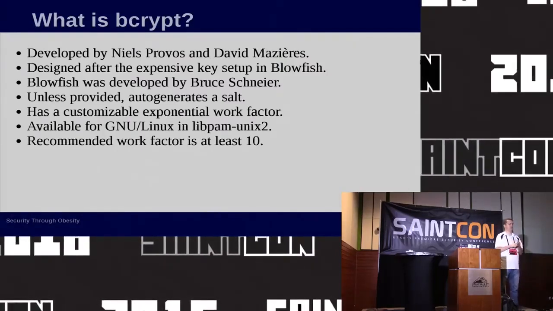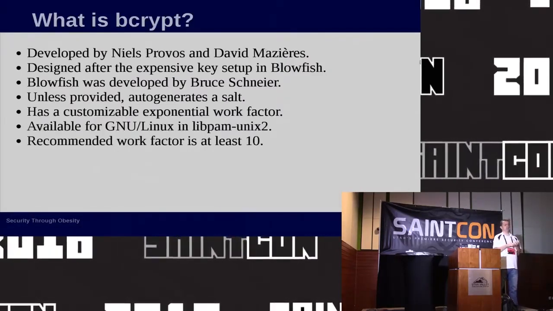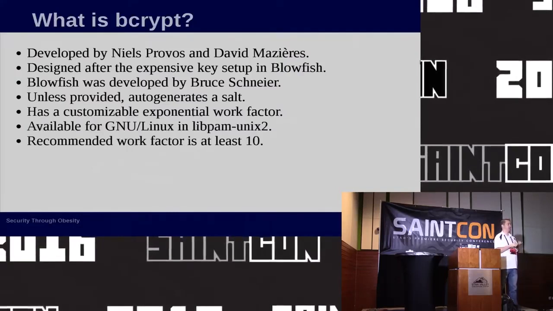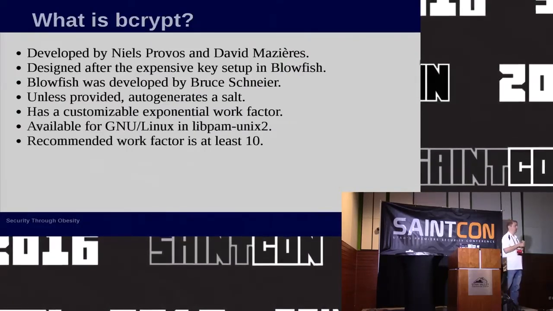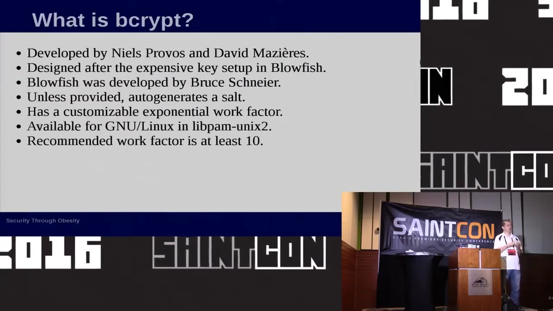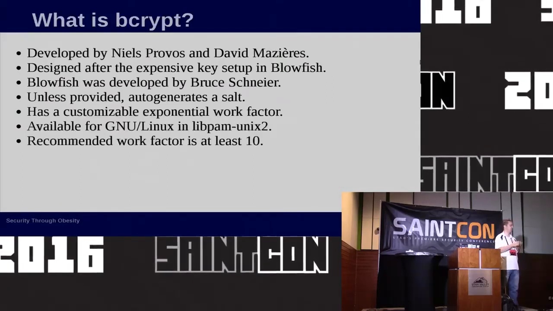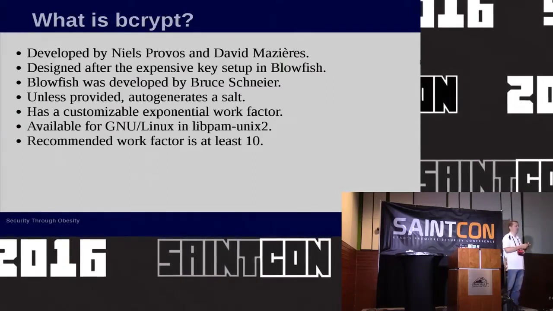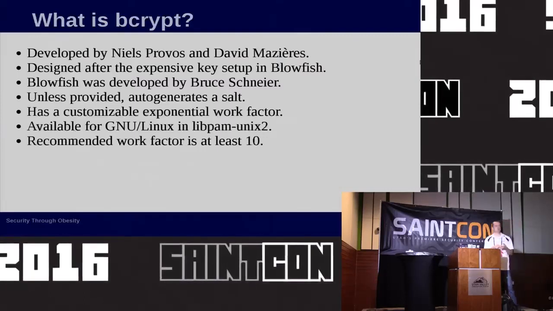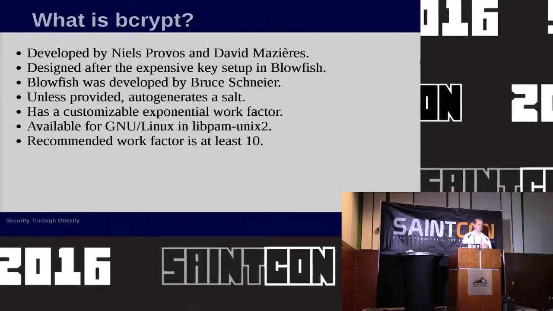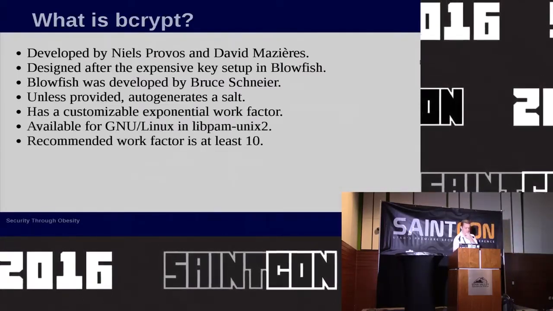that means 2 to the 10 iterations. If I were to give it a work factor of 11, then that would be 2 to the 11 iterations, which is twice as many. So a work factor of 11 is twice as difficult as a work factor of 10. Okay? So we have that exponential curve.